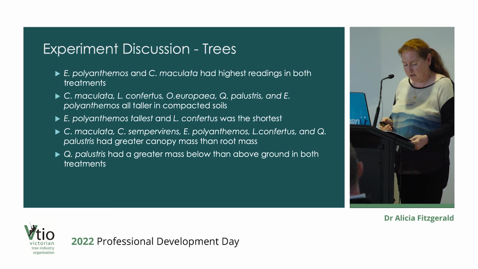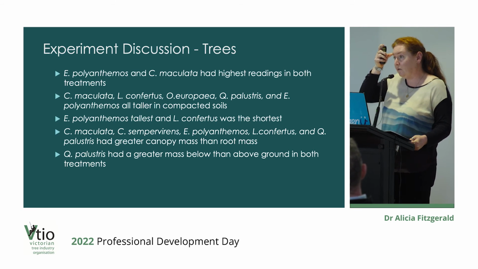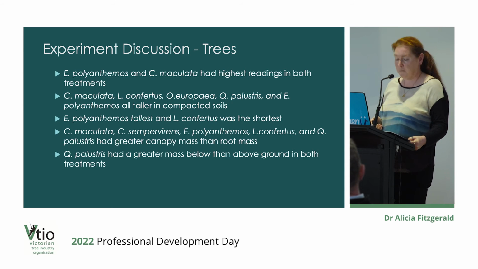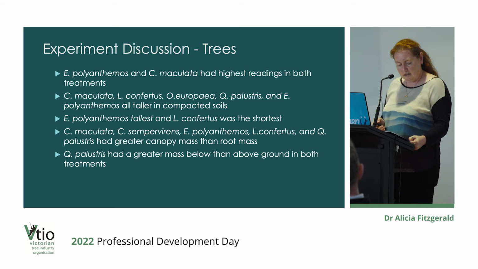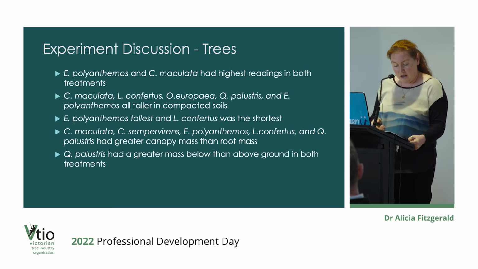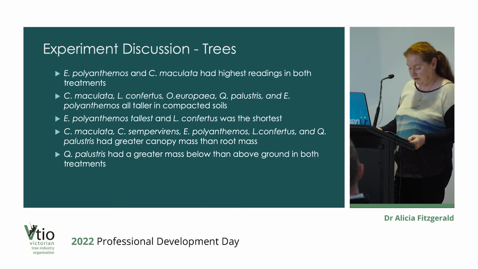Corymbia, Lophostemon, Olea, Quercus and Eucalyptus were all significantly taller in the compacted soil. The tallest growing species was Eucalyptus, while Lophostemon was the shortest, with Corymbia, Olea and Quercus ranging in between. This impacts street tree selection, as rapid height growth might be considered desirable, and if so, Eucalyptus would be a preferred species choice in that scenario.